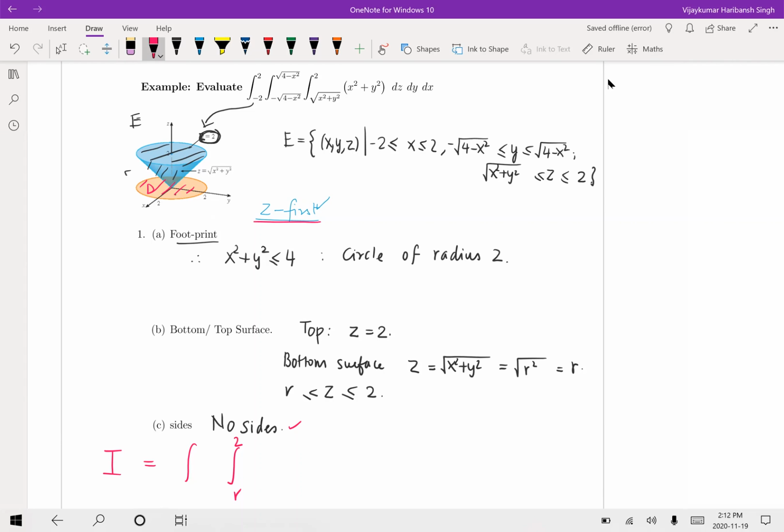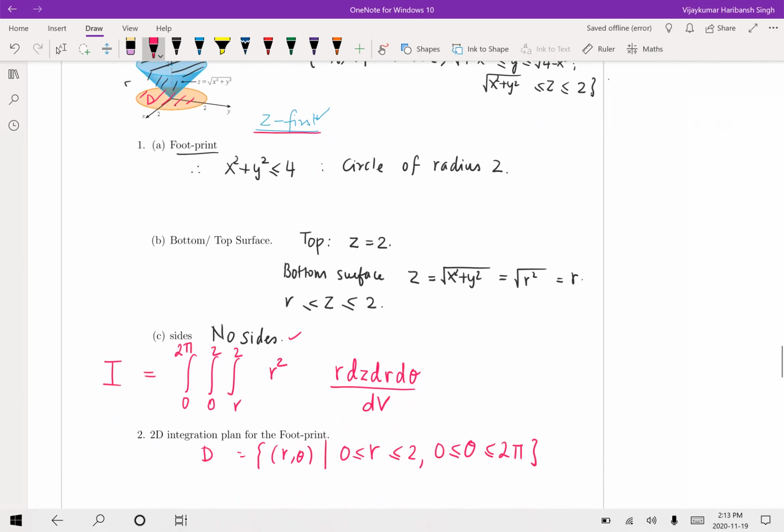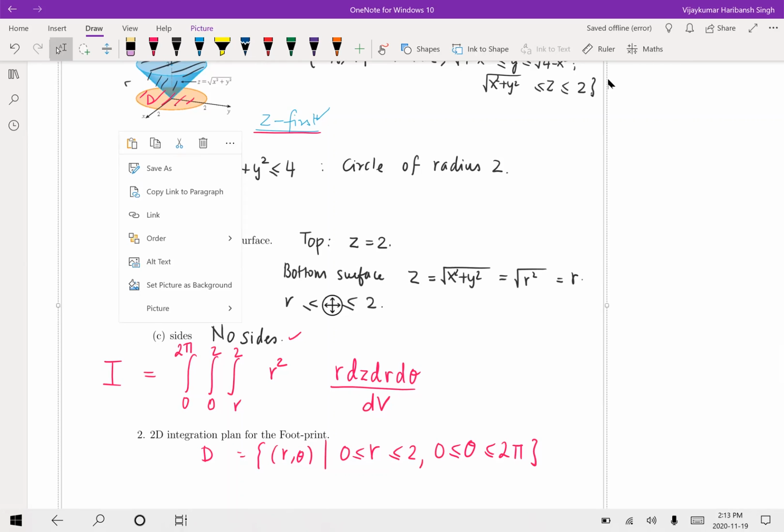Then what about our r? r goes from 0 to 2. Theta goes from 0 to 2 pi. Volume element r dz dr d theta. I'm matching the order of integration with the limits of integration. So this is your volume element dV, and inside we have x squared plus y squared. So x squared plus y squared is r squared, right? So this will be r squared.